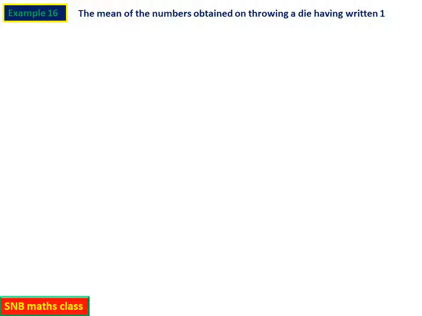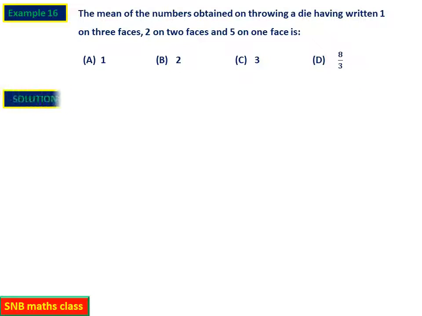Example 16. The mean of the number obtained on throwing a die having written 1 on 3 faces, 2 on 2 faces and 5 on 1 face is: options 1, then 2, then 3, then 8 by 3. So this is a multiple choice question. Let us solve it. First you have to understand this one. Here x takes the values 1, 2 and 5. 1 on 3 faces means 1 is repeated 3 times, 2 on 2 faces means 2 is repeated 2 times, and 5 only once.